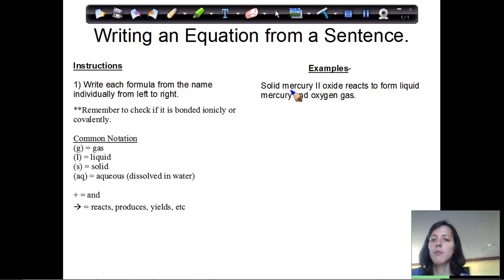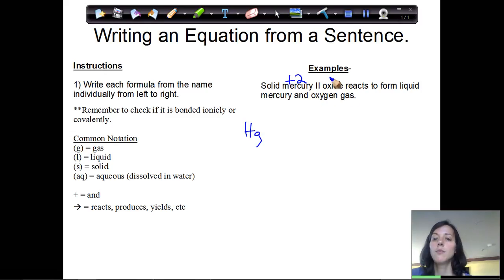So we have mercury 2 oxide. Mercury's symbol is Hg. That 2 goes to mercury. It is the charge or the oxidation state on mercury, and it helps you figure out how many ions of each there are. So it is very important. Do not ignore that 2.